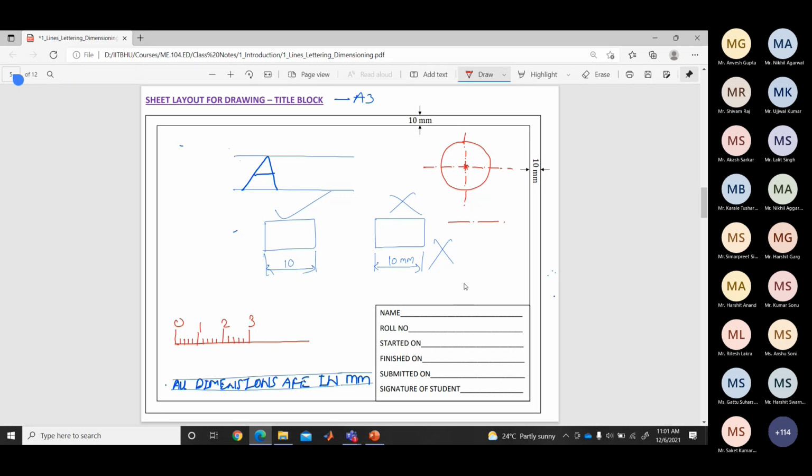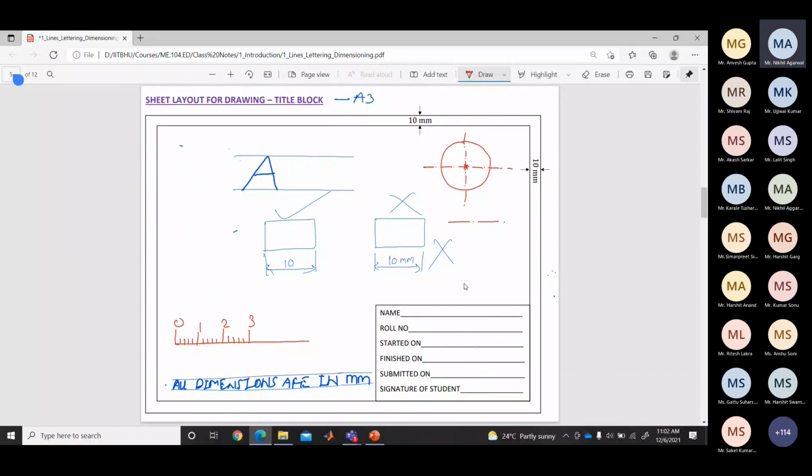Usually the drawing sheets are thick enough, so you can draw on both sides. So should we make the title block on the other side as well, or only on the single side? Title block on the single side is enough.